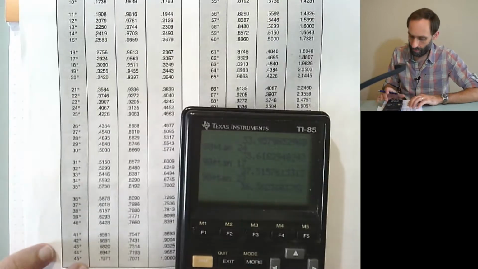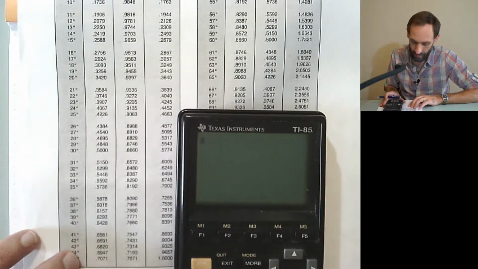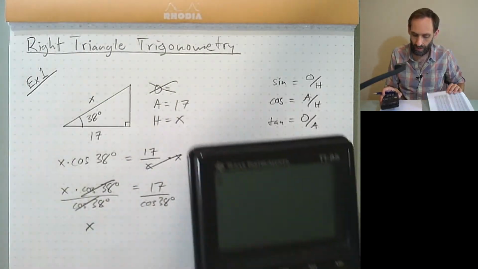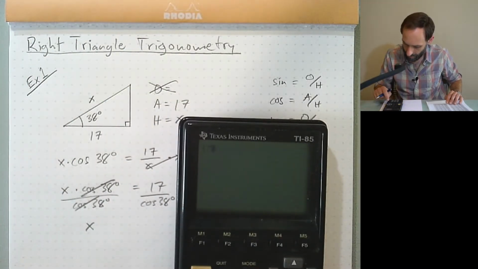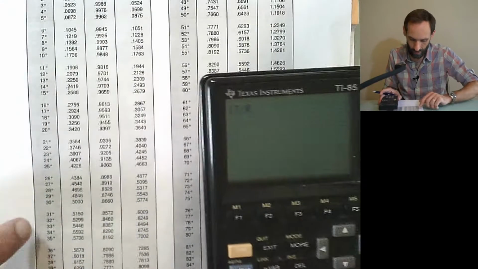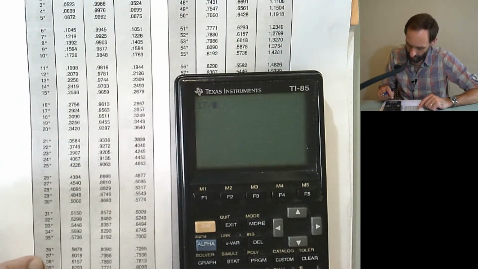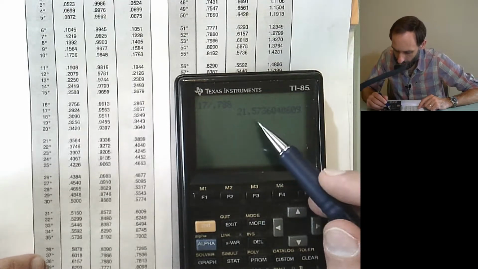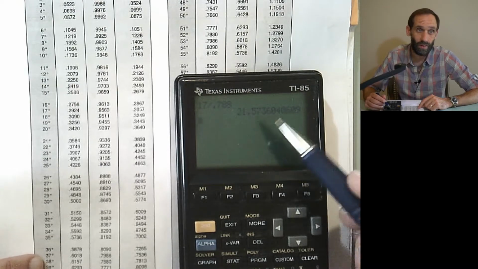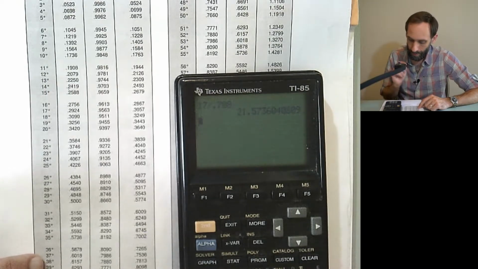Well, I'm still going to need to plug in my calculator here because I can't do that in my head. So what was it again? 17 divided by the cosine of 38 degrees, so divided by 0.788, and I'm going to get 21.57. I'll round to the nearest tenth, say 21.6.